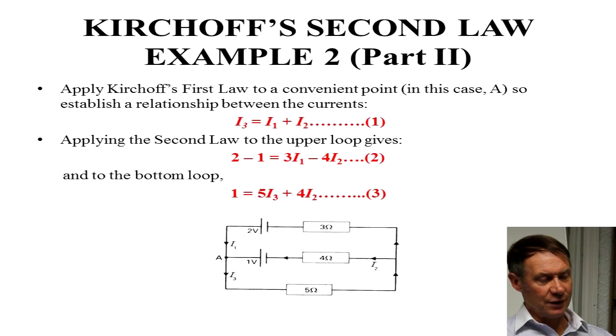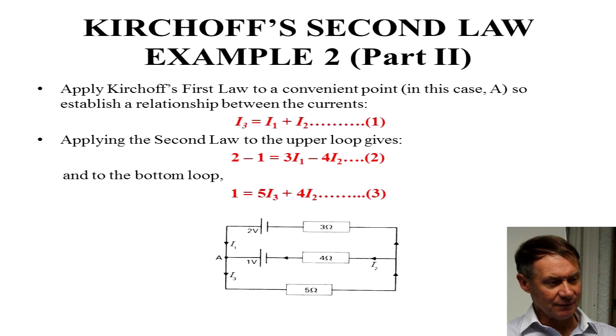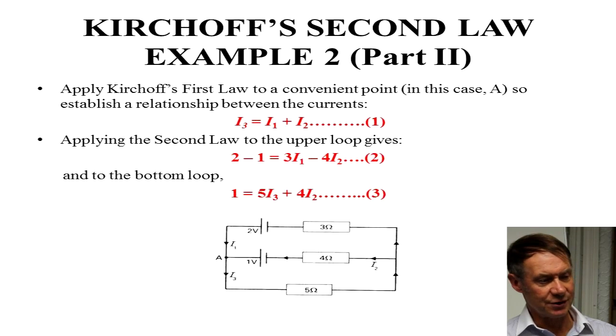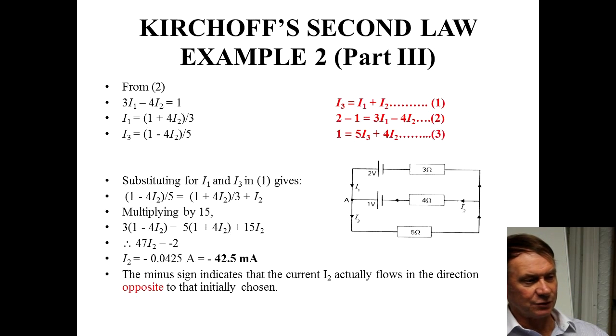So applying Kirchhoff's first law to a convenient point, in this case A, on the left hand side there, we get I3 is I1 plus I2, and the upper loop gives 2 minus 1 is 3I1 minus 4I2, second equation, and the bottom loop gives 1 is 5I3 plus 4I2, as we discussed in the previous slide. So, keeping these on the right hand side in red, we see the three equations we got there.